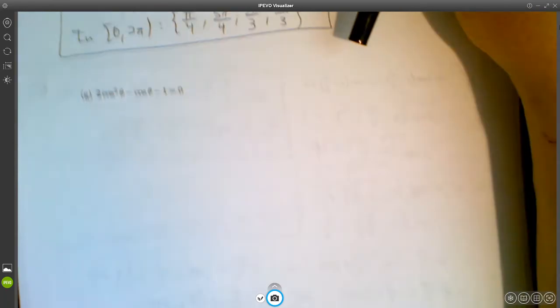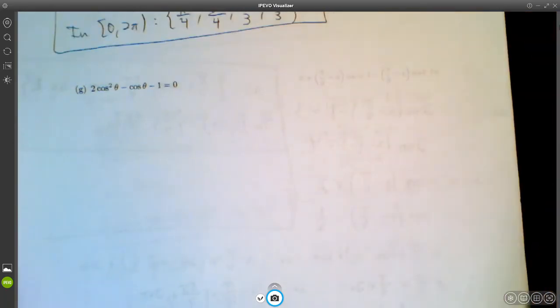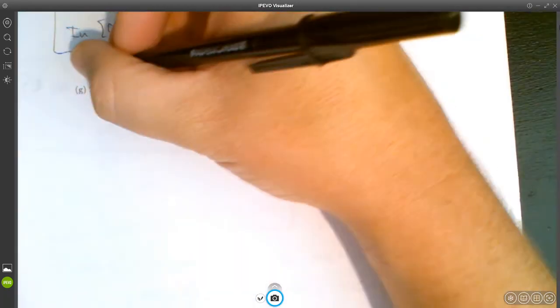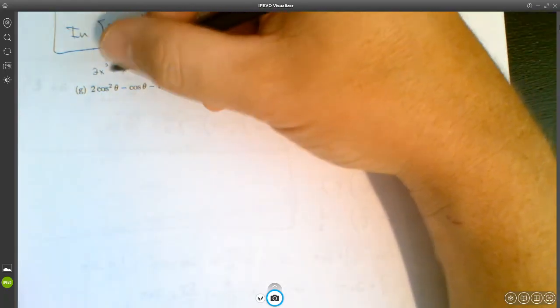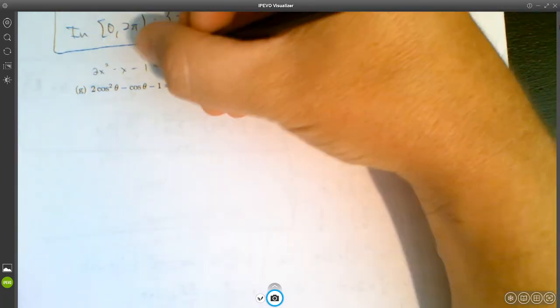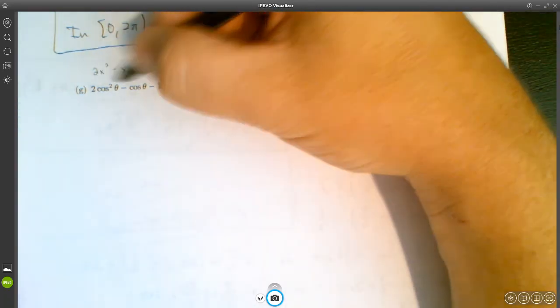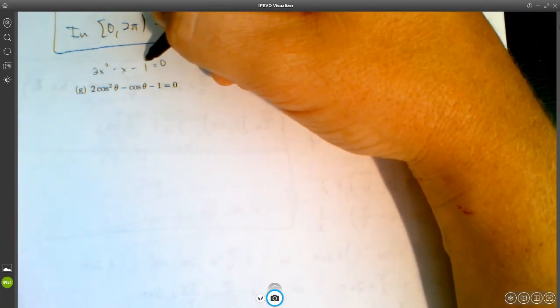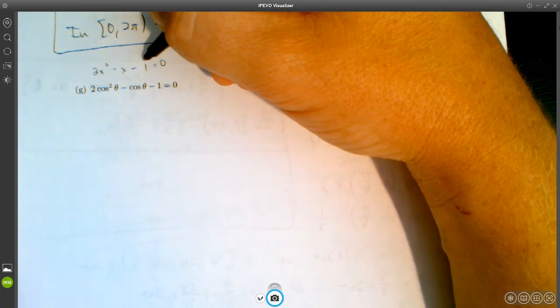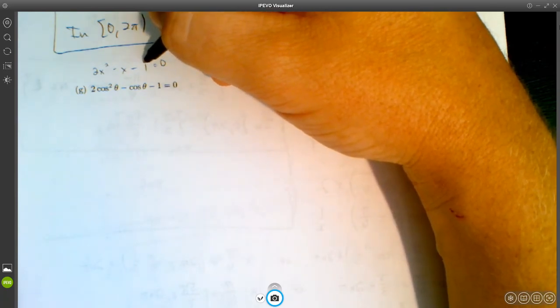Looking at part G, I think that we have a little bit of a clue here. Notice that this is really kind of the form 2x squared minus x minus 1. But x is cosine theta, right? That's really what we have going on. Well, how would we solve this? We would factor, right? And if we can't factor, we would use the quadratic formula. But let's see if we can factor this.